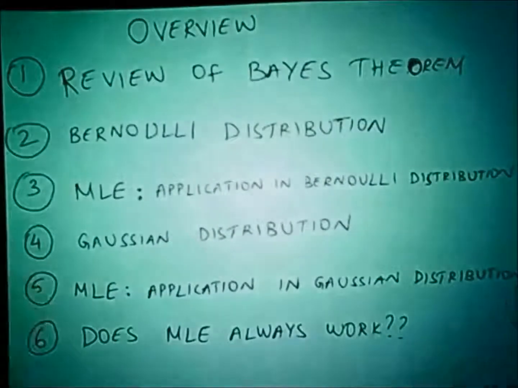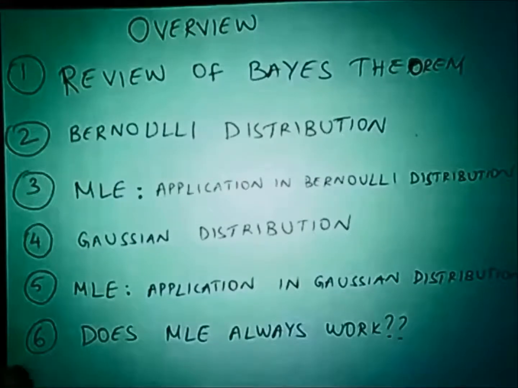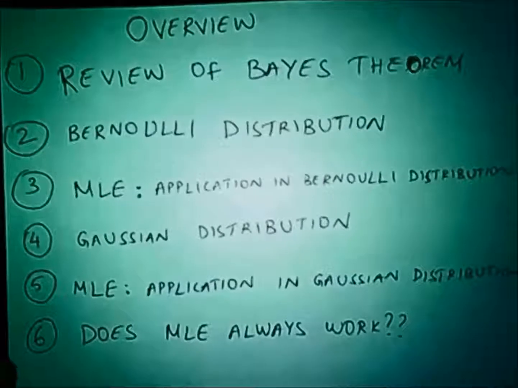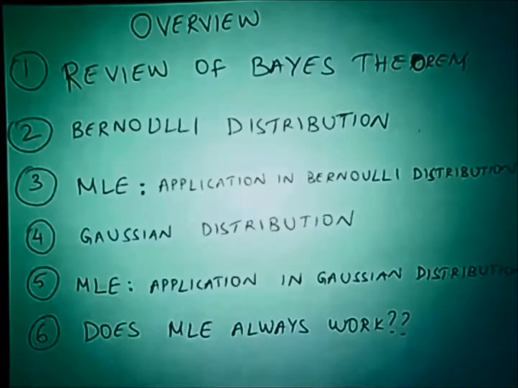The overview of today's talk is going to be, first, I'll start with the review of Bayes' theorem. I'll follow it up with a discussion about the Bernoulli distribution. And then I'll introduce the topic of maximum likelihood estimation. And I'll tell you how you can apply maximum likelihood estimation in case of a Bernoulli distribution. We'll then proceed to a Gaussian distribution. And then we'll talk about how MLE can be applied to estimate parameters of the Gaussian distribution. And then finally, we'll look at when MLE would work and when MLE might not work.